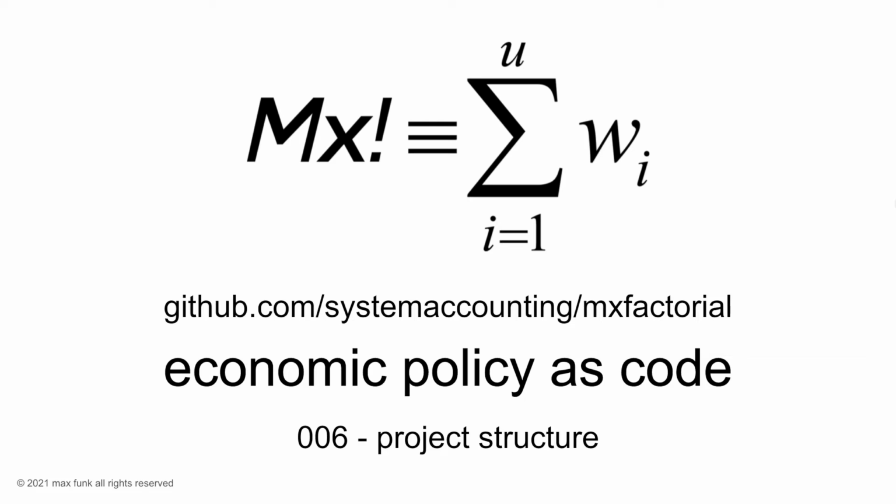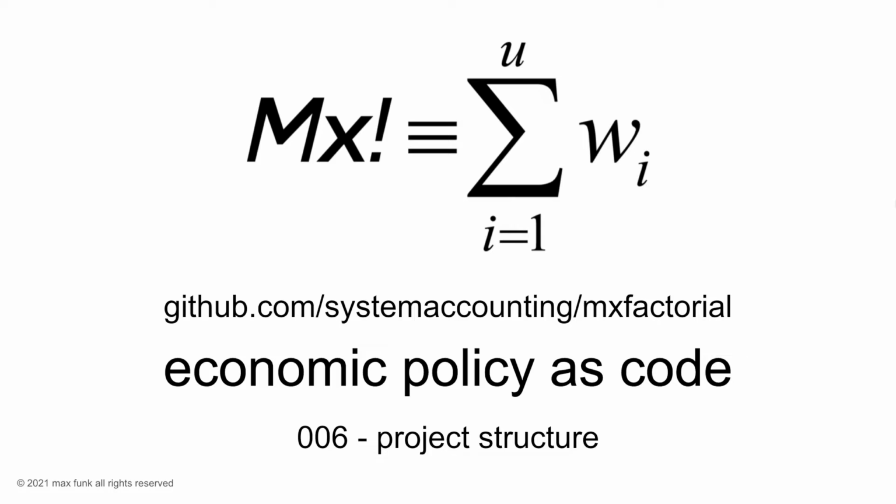This series of videos is demonstrating how to automate economic policy through code. A link to the GitHub repository is included in the video description. The previous video demonstrated how to create a transaction through a request and an approval. In this one, we'll pop the hood open and tour the project code so viewers know where to find things.